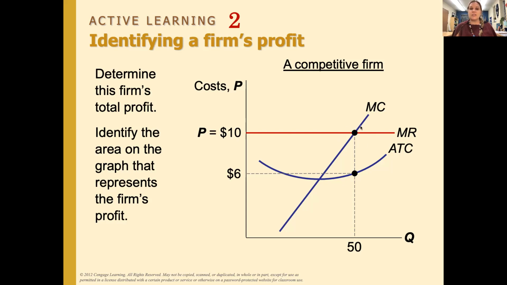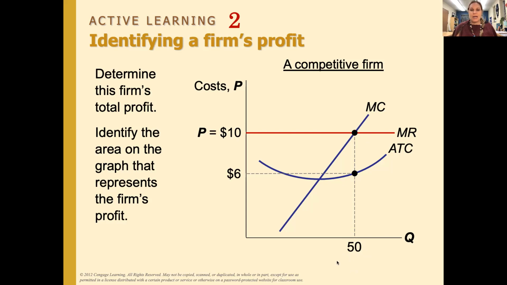Where these two curves intersect, the quantity is the same. And so this is the quantity that we're looking for. This would tell us that producing 50 units of output would be profit maximizing.